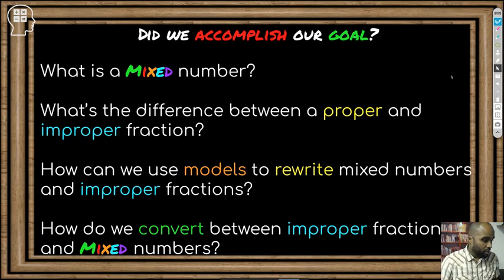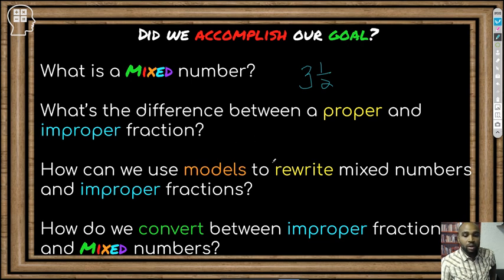Wow, that was beneficial and very necessary and rich. So what is a mixed number? We talked about that. Matter of fact, we just finished on what a mixed number was. Here's an example: a whole number combined with a fraction. What's the difference between proper and improper? Proper, the number on top is lower than the number on bottom. Improper, the number is bigger on top or equal to the number on the bottom.